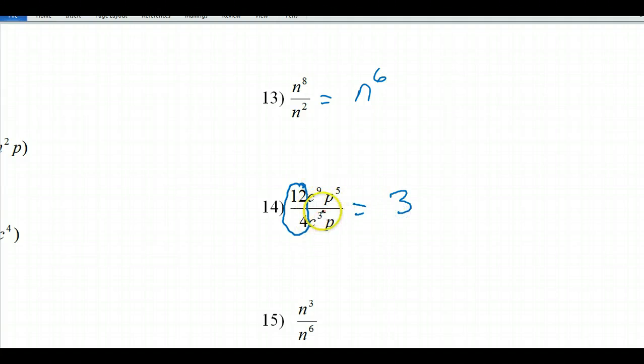Now with the variables, we're back to canceling again. So these 3 c's are going to cancel out 3 of these c's. So that'll leave c to the 6th. This p is going to cancel out one of these p's and leave p to the 4th power.